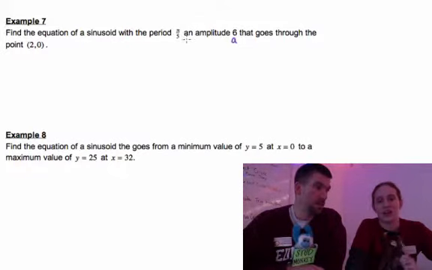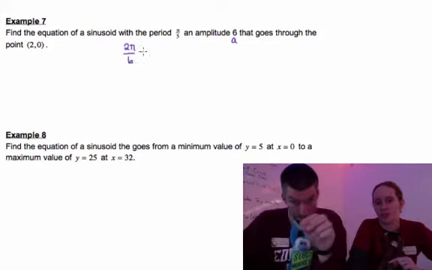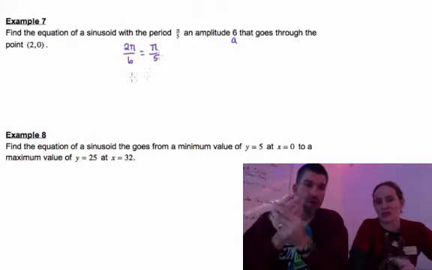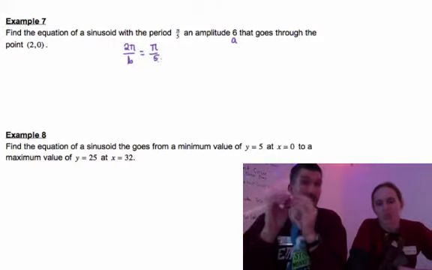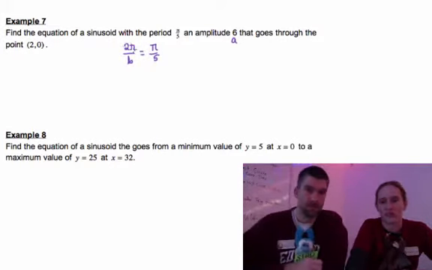And then we know it has a period of pi over 5. To find the period, we normally do 2 pi over B. We're saying that is pi over 5. You have to know what your period is: 2 pi over B equals pi over 5. Okay, and then let's solve this. Do a little cross multiplication. 2 pi times 5 is 10 pi.